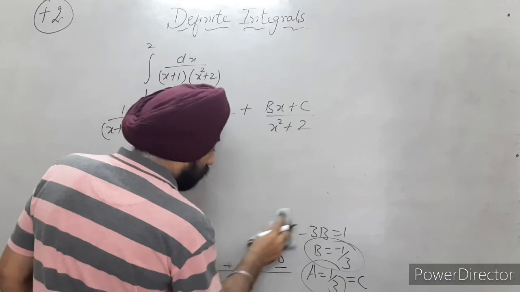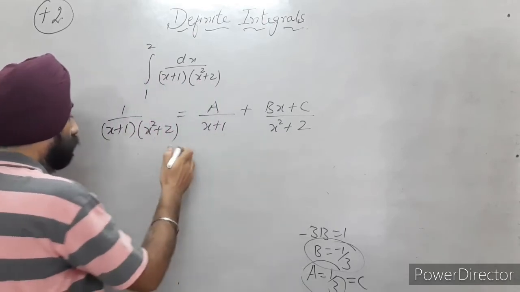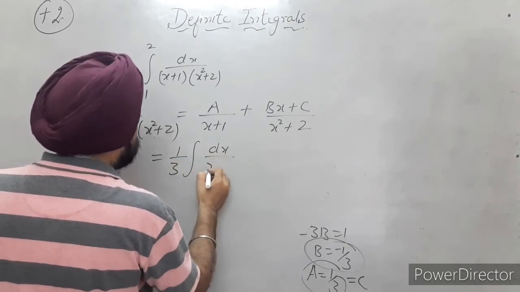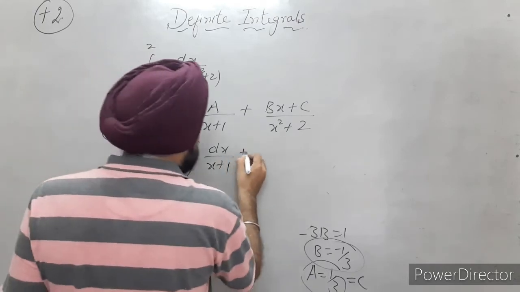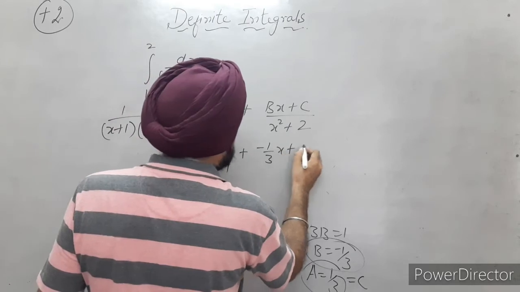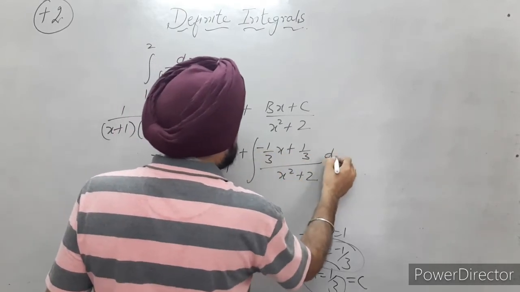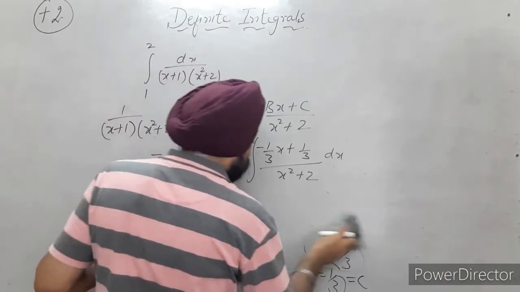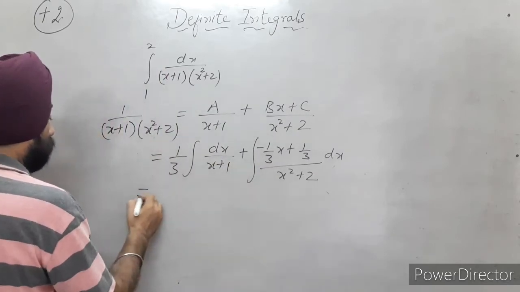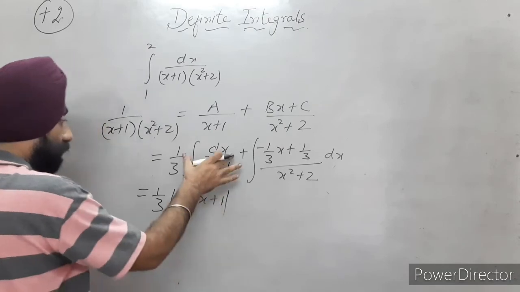I have A, B, C. A as 1 by 3, C as 1 by 3. So put the values. A as 1 by 3. Integrate dx upon x plus 1 plus (Bx plus C) upon x square plus 2, integrate dx. After substituting the values of A, B, C, now it is 1 by 3 log of (x plus 1). This part is over.